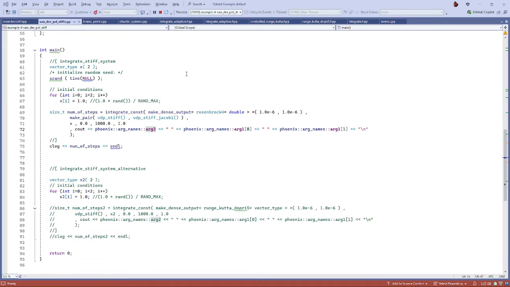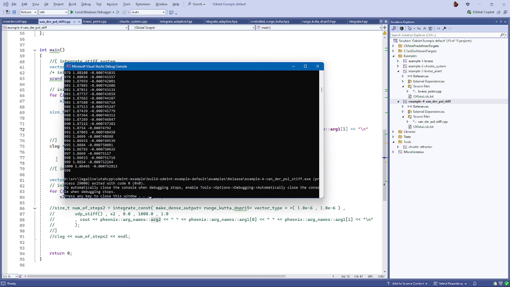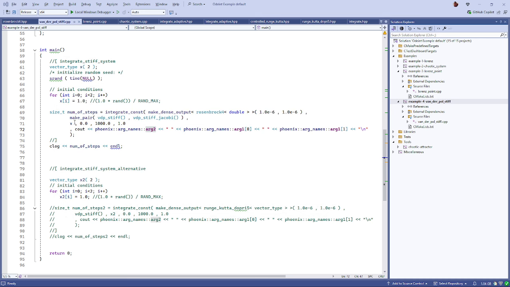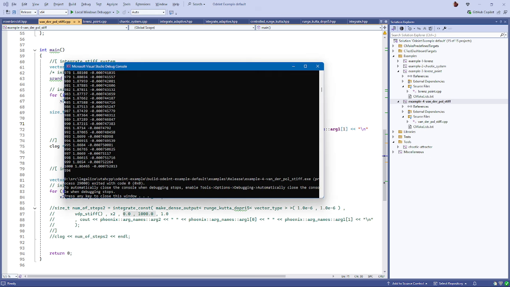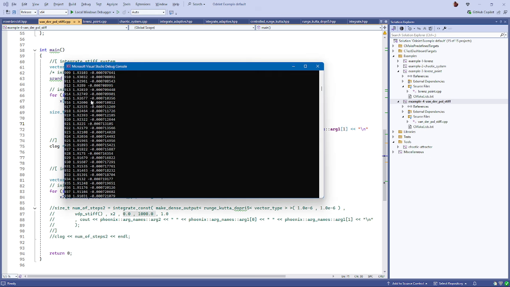Let's try it again. It's time, because time is going from 0 to 1,000. It just happened to be that it was going in increments of 1, so when you print it out in the general floating point format, it doesn't print out like 0.0. It just prints out the value. If it's a whole number, it just prints out the value like an integer. So it's the time and the two state variables.